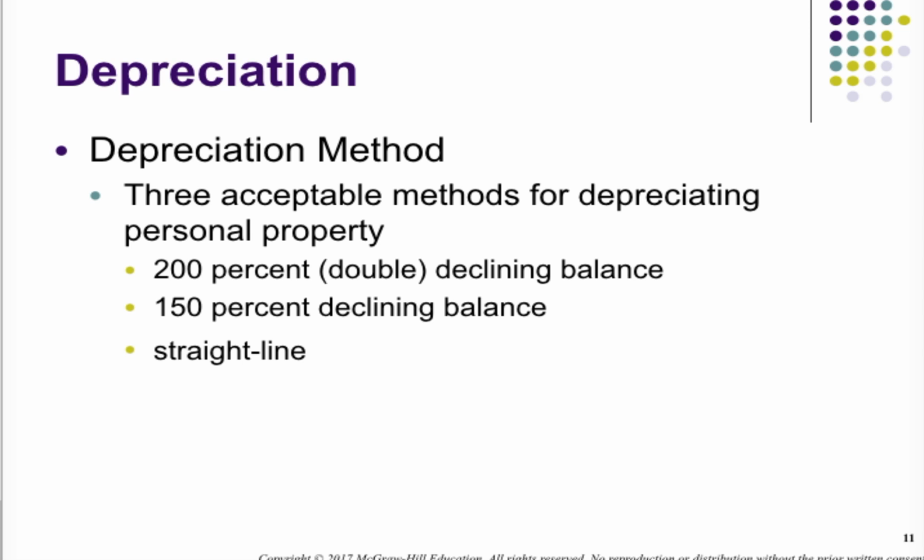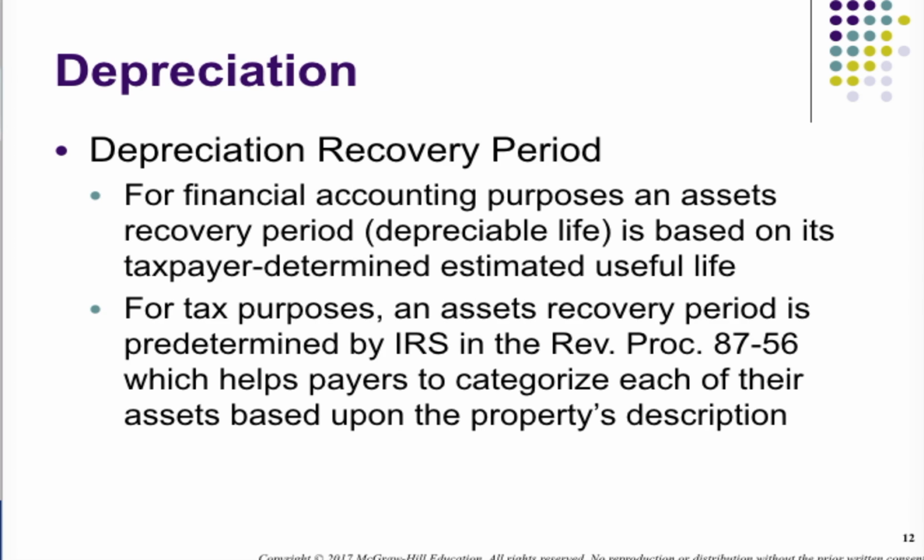Continuing on with personal property, there's three different methods that are acceptable for depreciating personal property. Double declining balance, which hopefully you can remember how that works from your financial accounting classes. 150% declining balance, which I'm not sure I've ever talked about in any class that I've taught. That functions just like double declining balance, but instead of 200%, you're using 150%. And then straight line, which functions where you're basically amortizing the depreciation amount equally over whatever time period you're looking at.